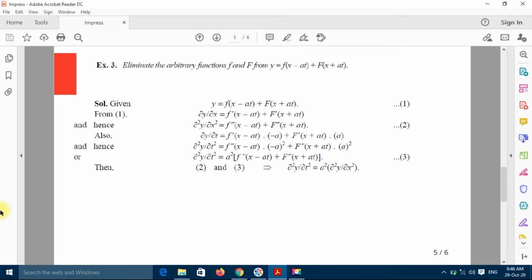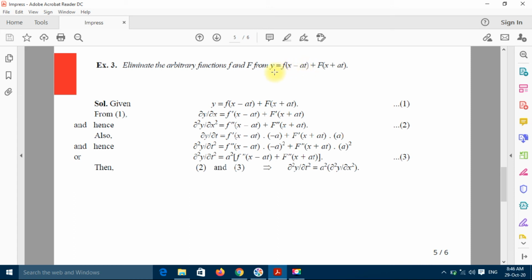Now come on to another problem. In this problem, eliminate the arbitrary functions small f and capital F from y = f(x − at) + F(x + at). Here y is a dependent variable and y is depending on two variables x and t. It means x and t are the independent variables and a is an arbitrary constant.